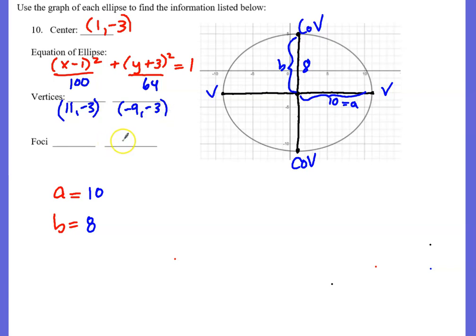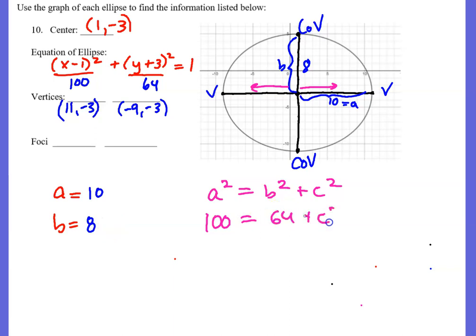Now, my foci, remember, they happen in the same direction as your vertices, so they should be happening also in the x direction, but I have to solve for c. I have to set up that relationship. a squared is 100, b squared is 64. This one finally comes out nice: c equals 6. So I'm going to go 6 in each direction from the center in the x direction. Start at your center and go 6.